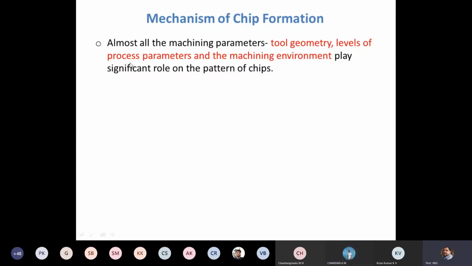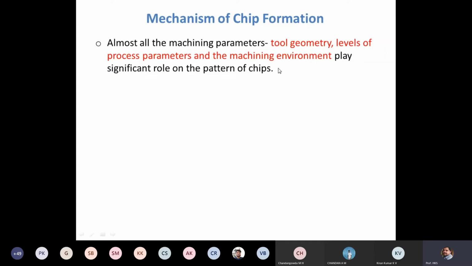There are three major process parameters: cutting velocity or cutting speed, then feed or feed rate, and depth of cut. Depth of cut is also known as cross feed. Feed or feed rate is also known as longitudinal feed. Levels of process parameters means the value that you are going to specify. Then machining environment.